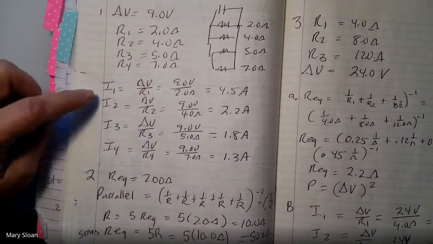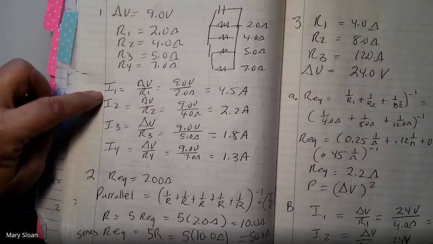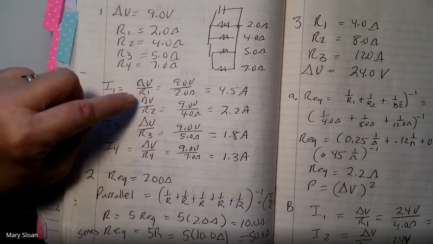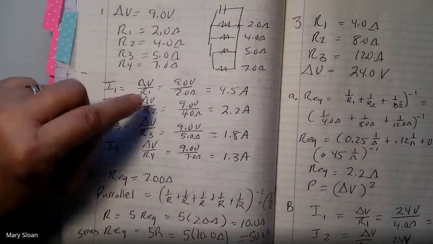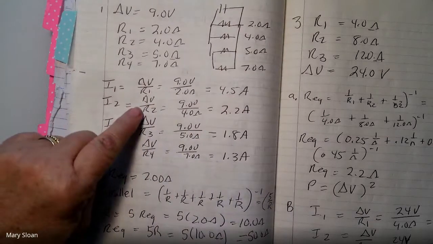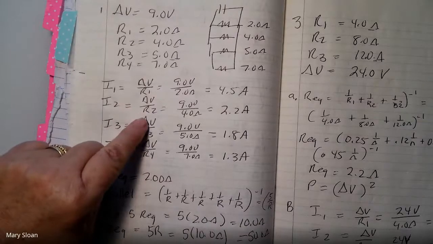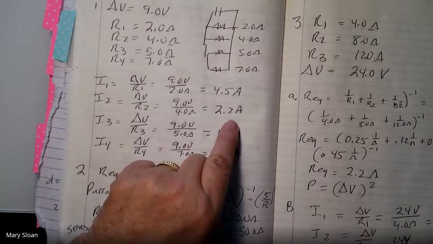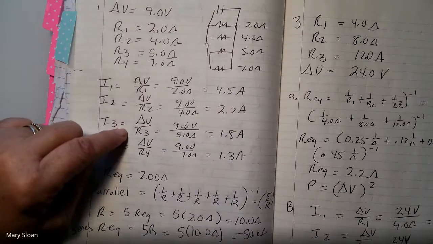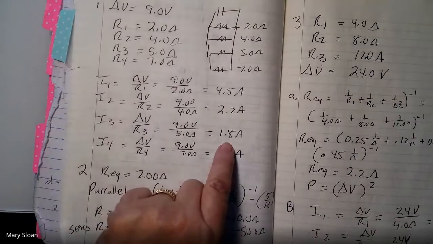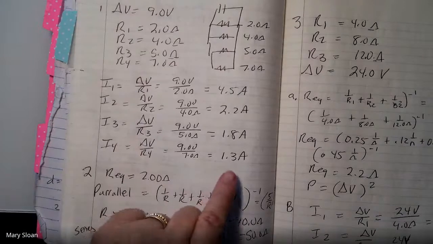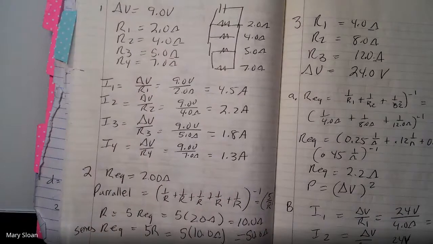Since I'm looking for current, the only thing I'm going to do is take my change in voltage, which is my battery, and divide it by my first resistance. That gives me 4.5 amps. Number 2, I took my voltage and divided it by my resistance, and I got 2.2. Third one, I took my voltage and divided it by my resistance, which is 1.8. And then the fourth one, I divided my voltage by my resistance, and I got 1.3 amps.